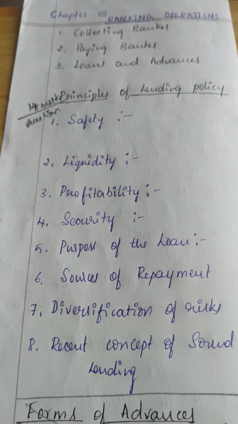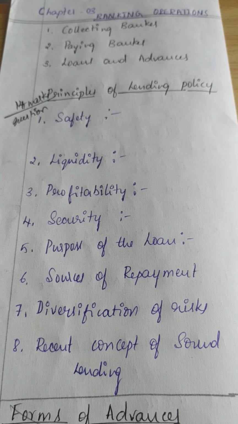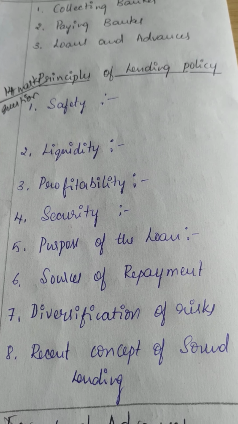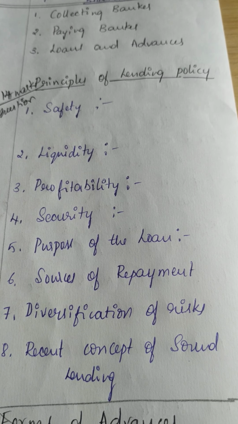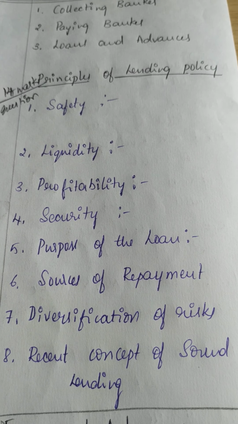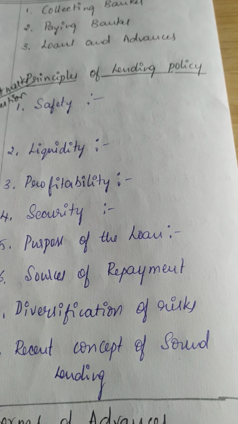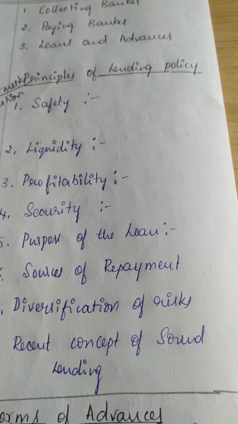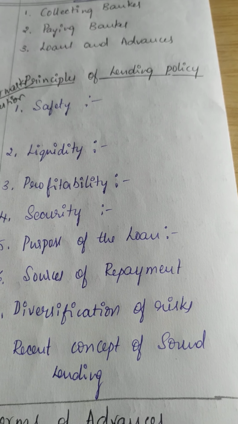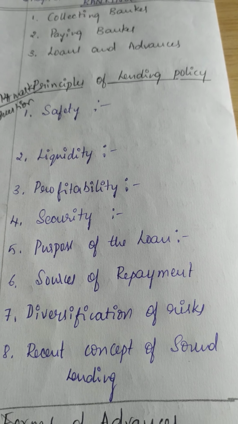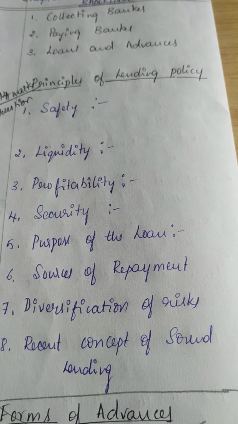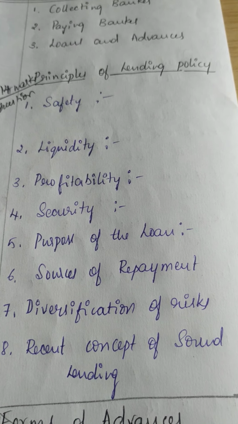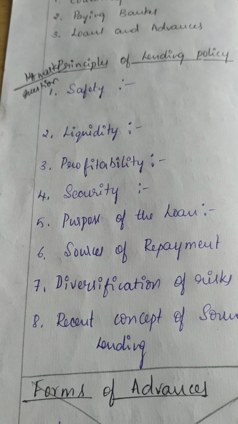Next one is purpose of the loan. The banker issues loans to customers, that means needy people. Before sanctioning the loan, the banker should inquire about the purpose for which it is needed. If the purpose of the loan is an undesirable activity, such as speculation or hoarding, it should be discouraged. If the purpose of the loan is a productive activity, at that time the banker need not worry to issue the loan. This is also one of the principles.